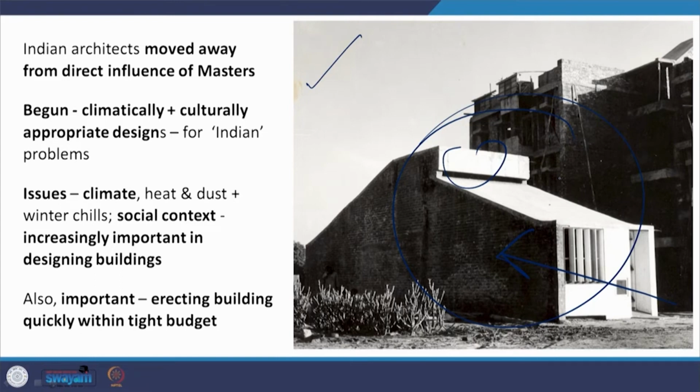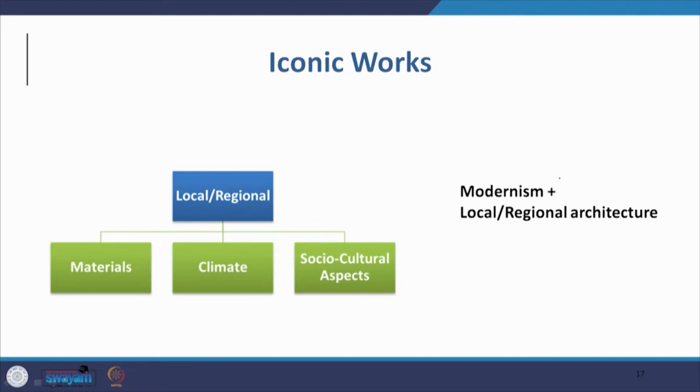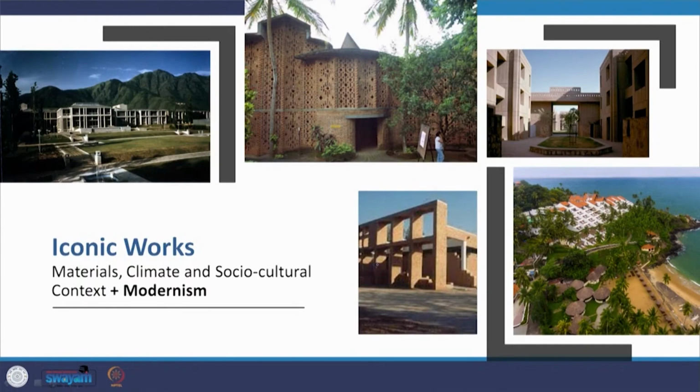So it's also important to erect buildings within a tight budget. That was also a very typical Indian constraint, particularly in the early years of the 70s and the 80s. Now, iconic works that were built by these architects of that generation, which is a combination of modernism plus local and regional architecture, were connected with either materials, climate and socio-cultural aspects, in many cases all of them put together.